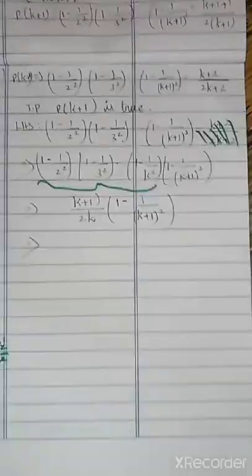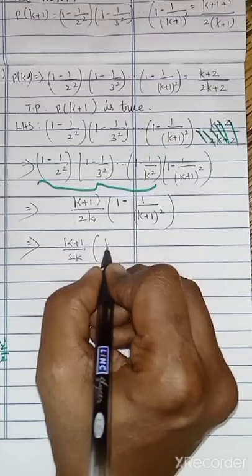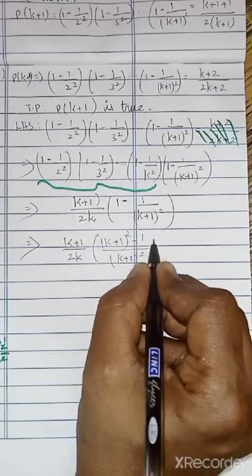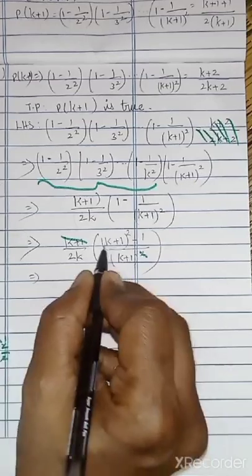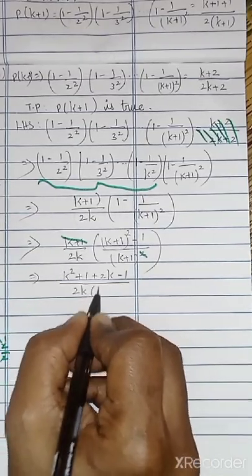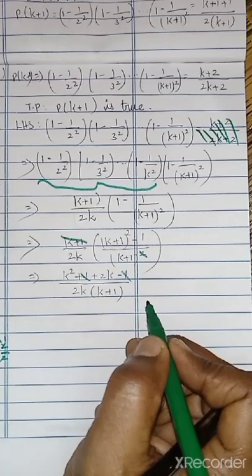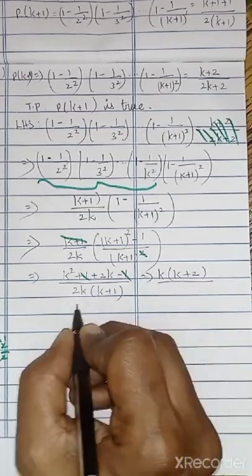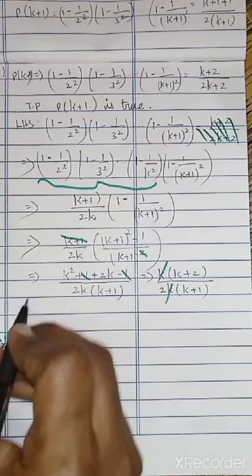Then we have to simplify this, correct? k plus 1 by 2k. Taking LCM, we'll get k plus 1 the whole square minus 1 by k plus 1 the whole square. Now this k plus 1 square will get cancelled. This will become k plus 1 the whole square, that is k square plus 1 plus 2k minus 1, by 2k into k plus 1. And this 1 and 1 will get cancelled. If we take k common here, we'll get k plus 2 by 2k of k plus 1. Again, this k and k will get cancelled. So what will be remaining?